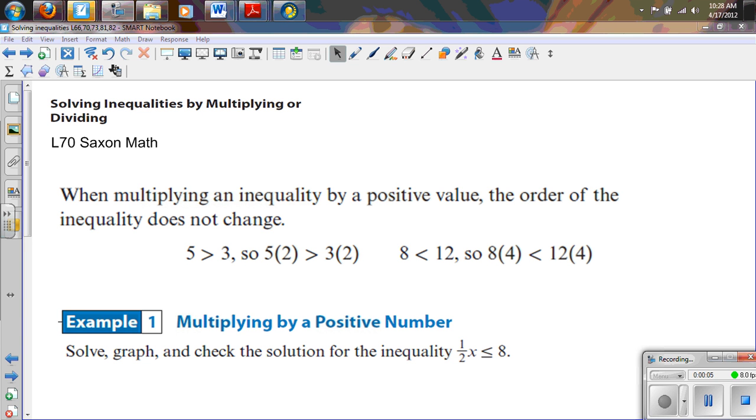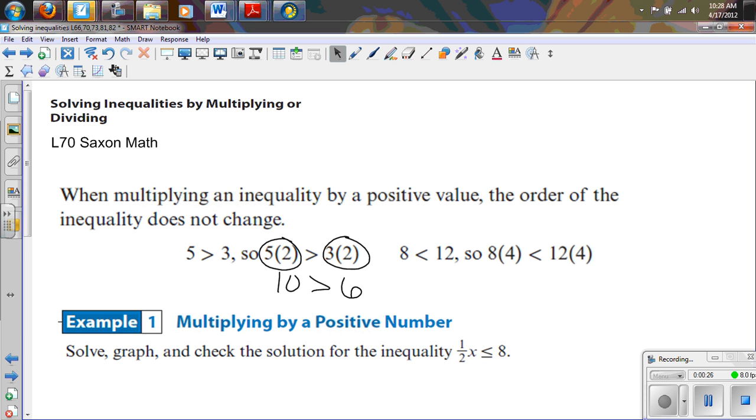Solving inequalities by multiplying or dividing. When multiplying an inequality by a positive value, the order of the inequality does not change. So for instance, if we have 5 is greater than 3, if we multiply both of them by 2, then we get 10 is greater than 6, and that's still true.